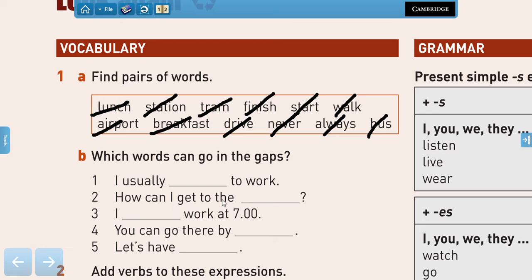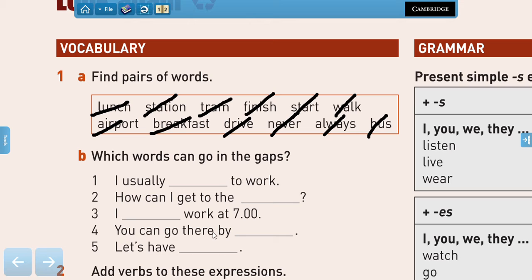How can I get to the cinema? How can I get to the hospital? How can I get to the university? Here we include places, right? I start work at 7, or you can also say I finish work at 7.